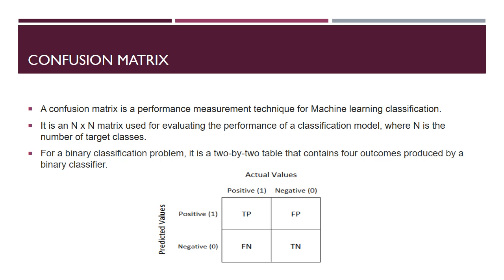True positive, true negative, false positive, and false negative. So let's understand each of them. True positives are those instances that were actually true and the model also predicted them as true. Similarly, true negatives are those instances that were actually false and the model also predicted them as false. So true positives and true negatives are the correctly predicted records.